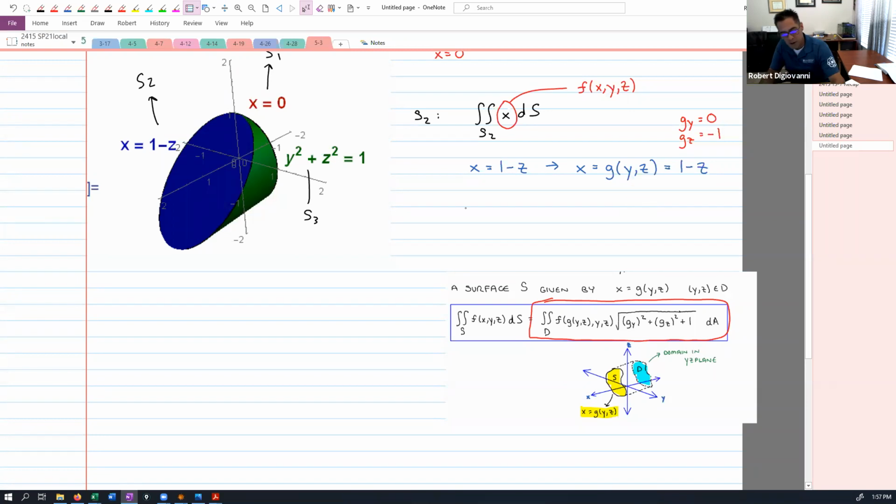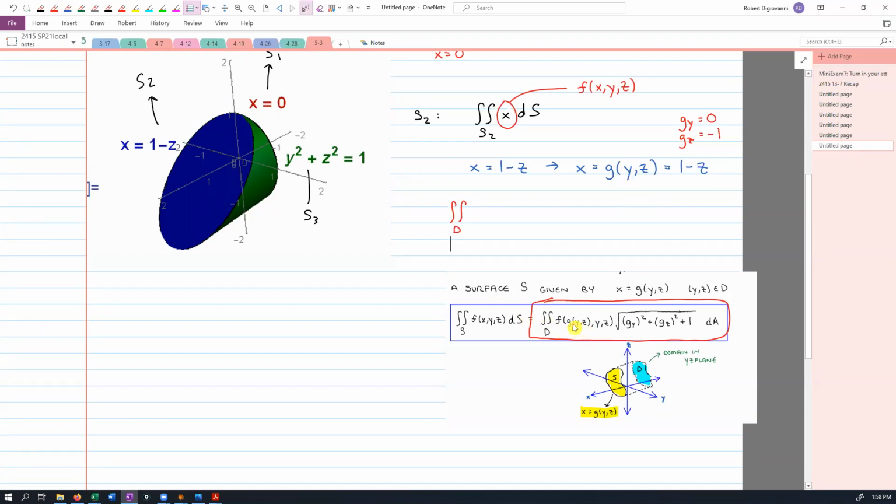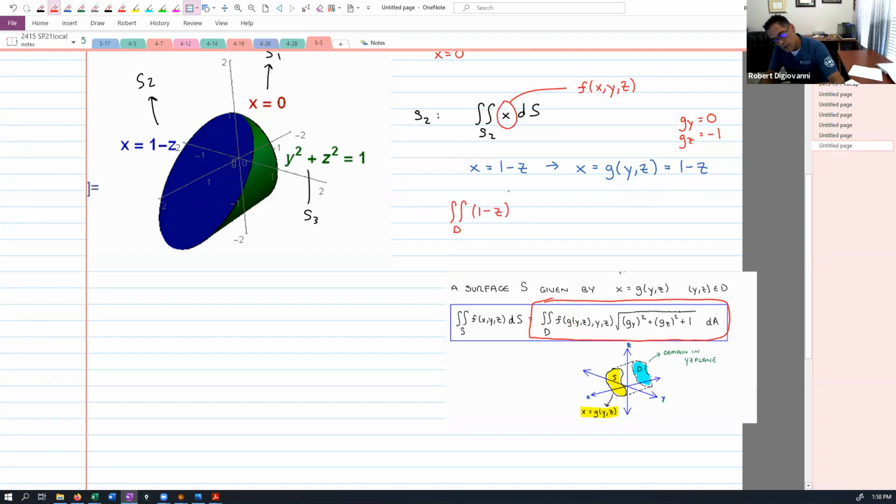All right, let's try this. I'm going to do the double integral over d. I need my scalar function evaluated. I need to replace x with what? 1 minus z, whatever the function was. Then I replace the y with y and z with z, but there are no y's and z's in here. All we're really worried about is x, because it's always going to be whatever x was here. This x is that.